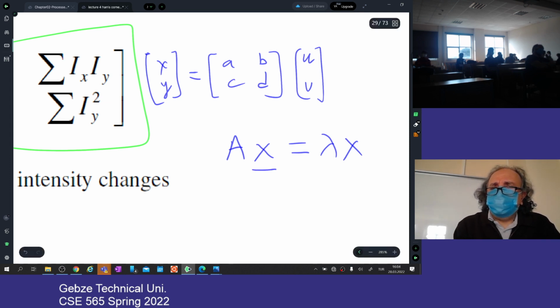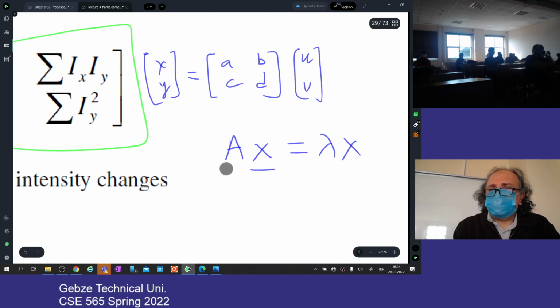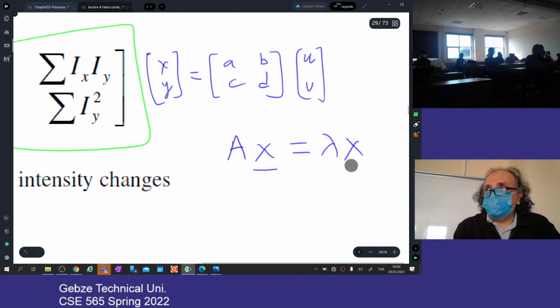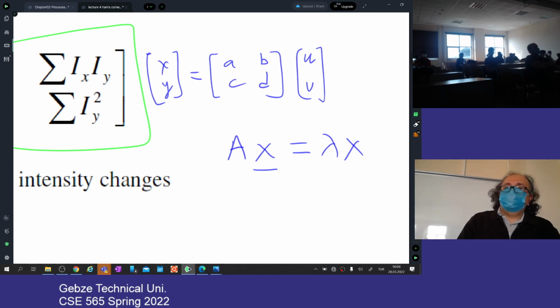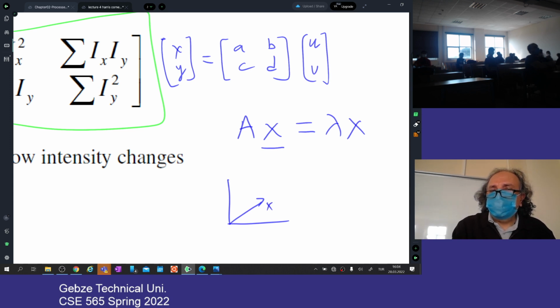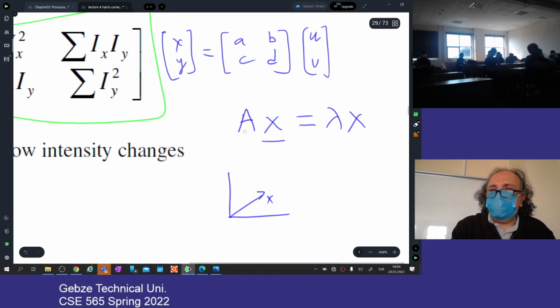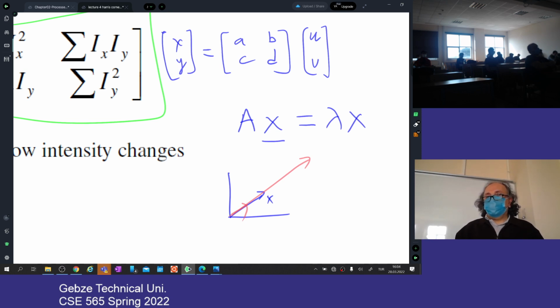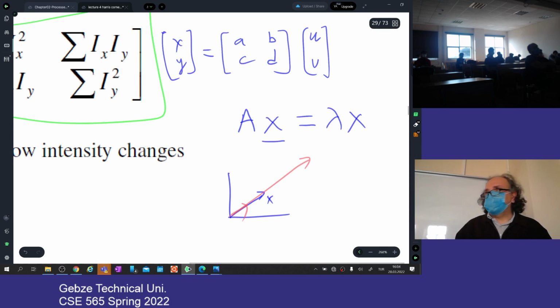X is such a vector that, when it is multiplied by this matrix A, you don't change X's direction. X stays the same, only you make it longer or shorter. If this is my X vector, when I transform this vector with A, all you can do is make it long or short. So that means that for this matrix, X is a special one.